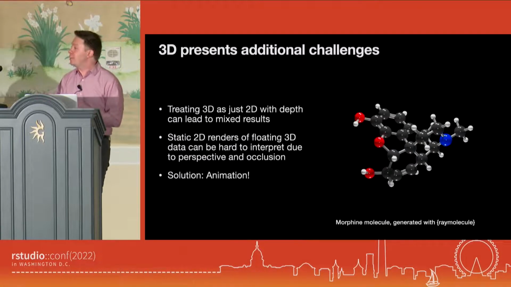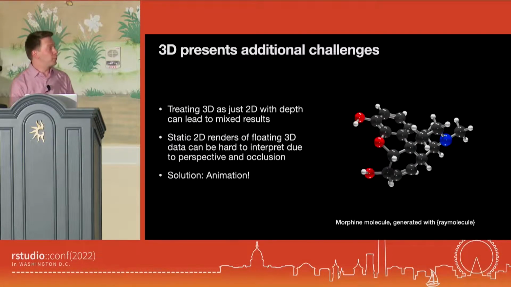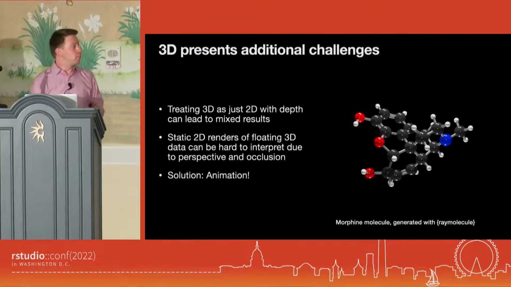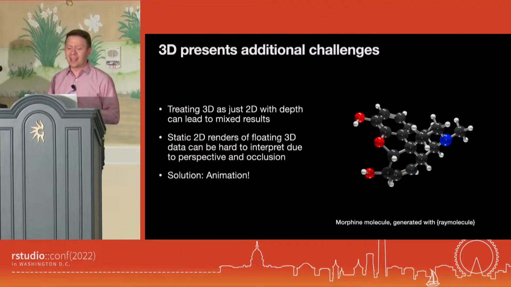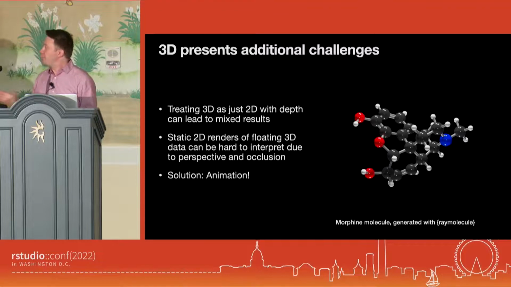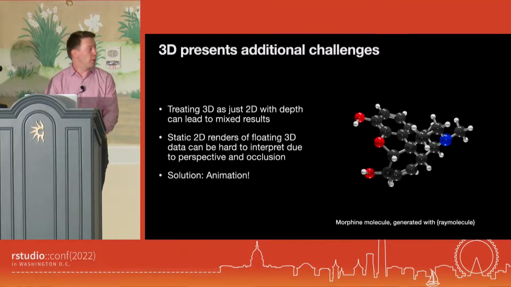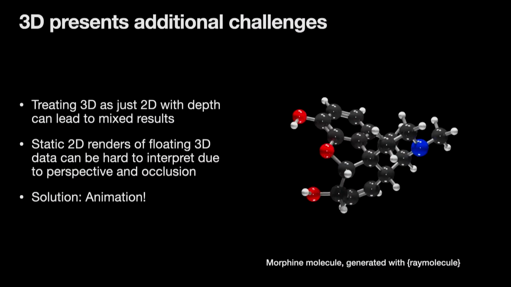Many 2D plots have direct 3D equivalents, but just replacing points and lines with spheres and cylinders can lead to mixed results. Data floating in the void can be hard to interpret if we're just presented with a static image, as objects in the foreground can block those in the background, as we see here in this rendering of a morphine molecule generated with the Ray molecule package.